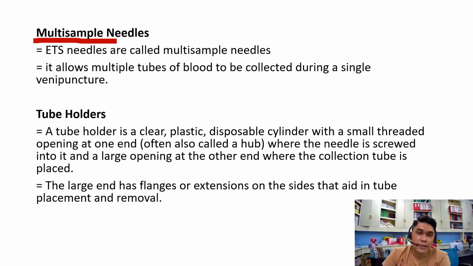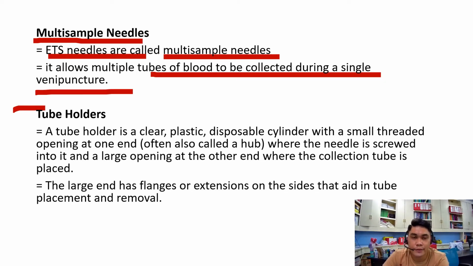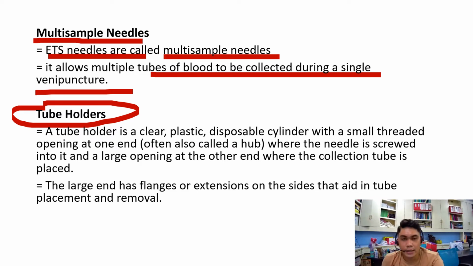Okay, so for multi-sample needles, ETS needles are called multi-sample needles, and it allows multiple tubes of blood to be collected during a single venipuncture. And for tube holders, a tube holder is a clear plastic disposable cylinder with a small threaded opening at one end where the needle is screwed into it and a large opening at the other end where the collection tube is placed. The large end has flanges or extensions on the sides that aid in tube placement and removal.